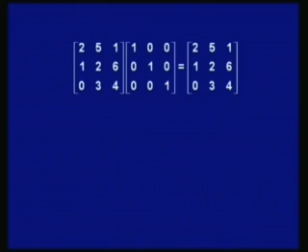Similarly, this row multiplied by first column will give me 0. This row multiplied by second column will give me 3. This row multiplied by this will give me 4. So IA is the same as A. Same thing can be done with A times I, and I still get the same matrix A. So 2 into 1, 5 into 0, 1 into 0 will give me 2, and the same thing can be done for each and every element, and one can establish that AI is the same as A.